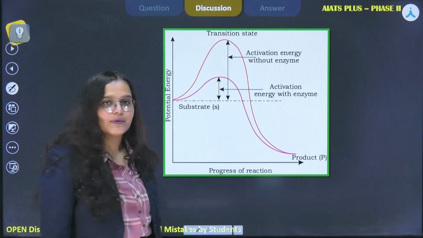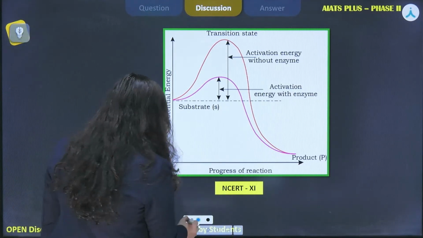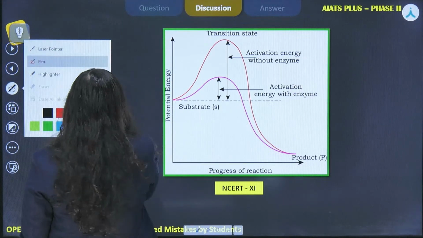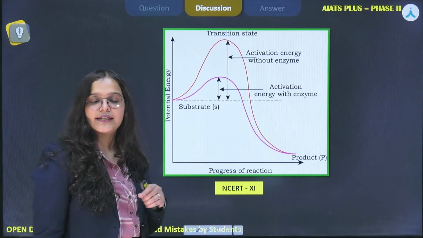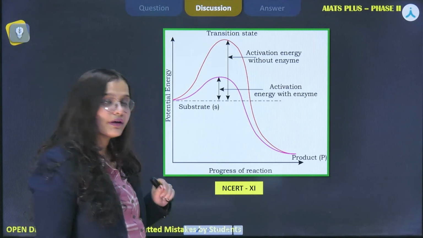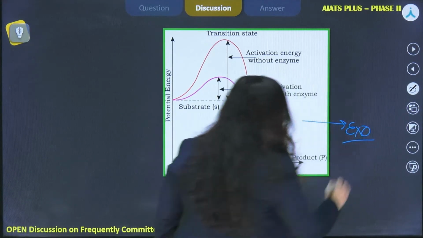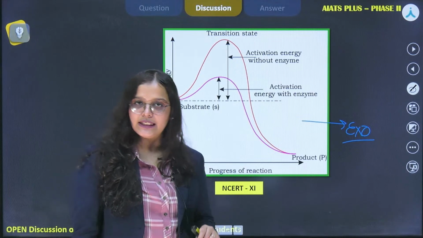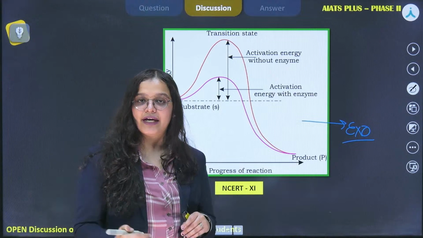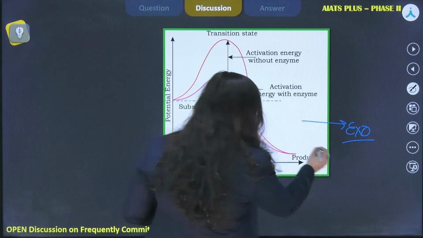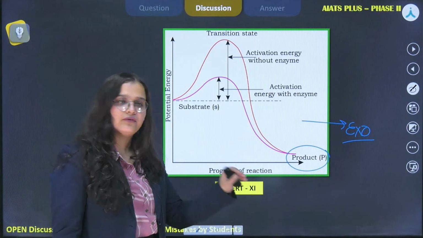So this figure has been taken from the NCERT book itself, and since it is in the NCERT book itself, the detailed explanation is not given, but this graph represents an exothermic reaction, because as we said, heat is released in the exothermic reaction, so the product will have less heat as compared to the substrate, and therefore we can see in our figure that the product is at a lower energy level.